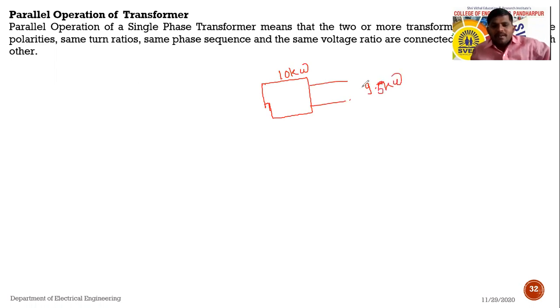Now see, if the equipment in that area, or the load demand in that area, increases, suppose the load in that area is now 13 kilowatt. How will this transformer manage this 13 kilowatt load? Is it possible to manage by this transformer?